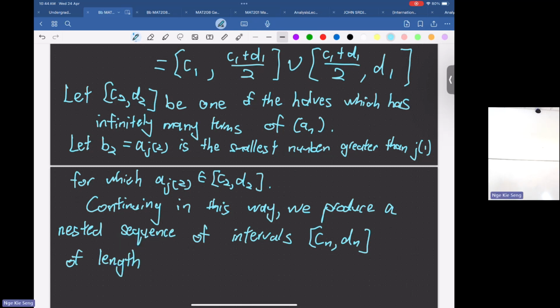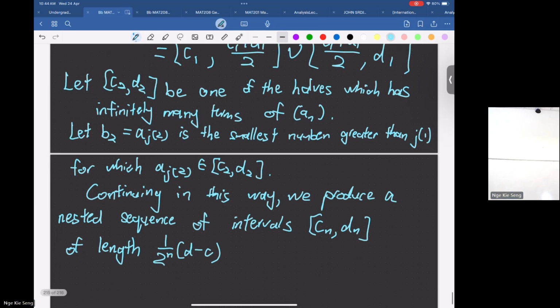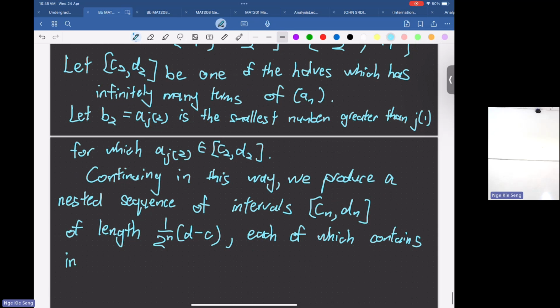What's the length of this? We keep taking half. Converge to 0, right? But what's the length at every level? You're taking half of d minus c, right? So at each level the length is (d minus c) over 2^n. And each of these intervals contains infinitely many points. Correct or not? This is how we make the choice.